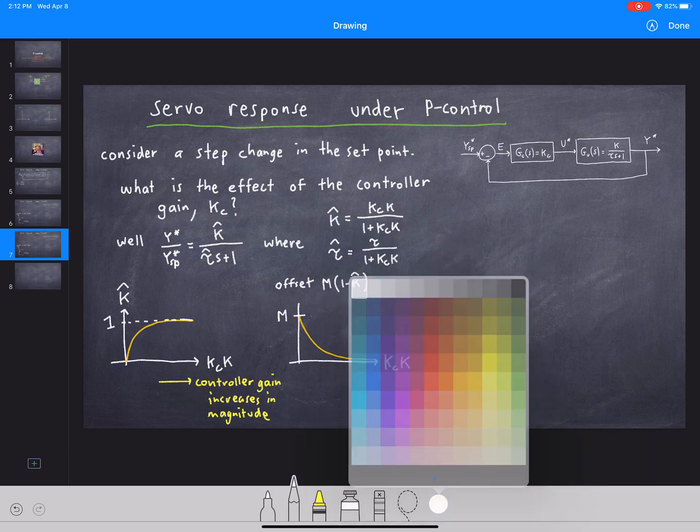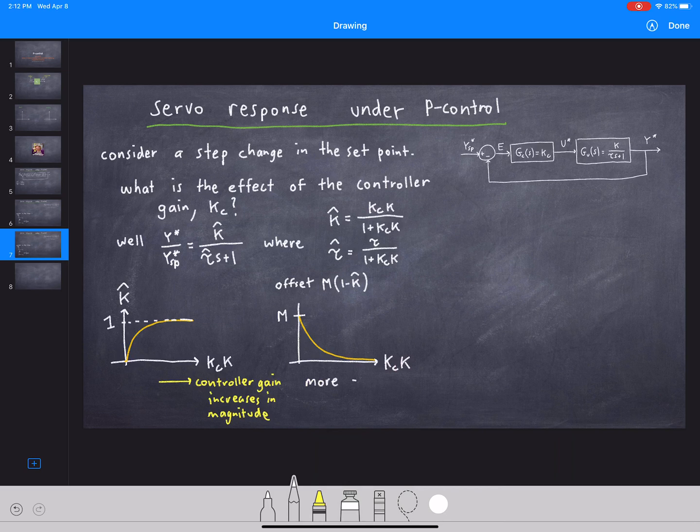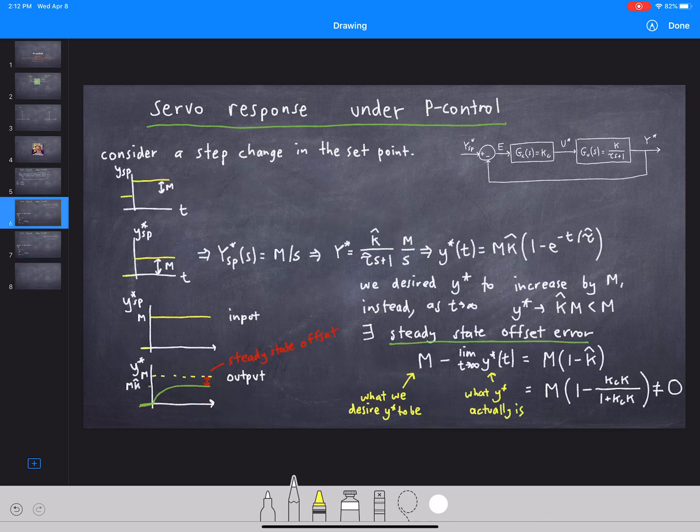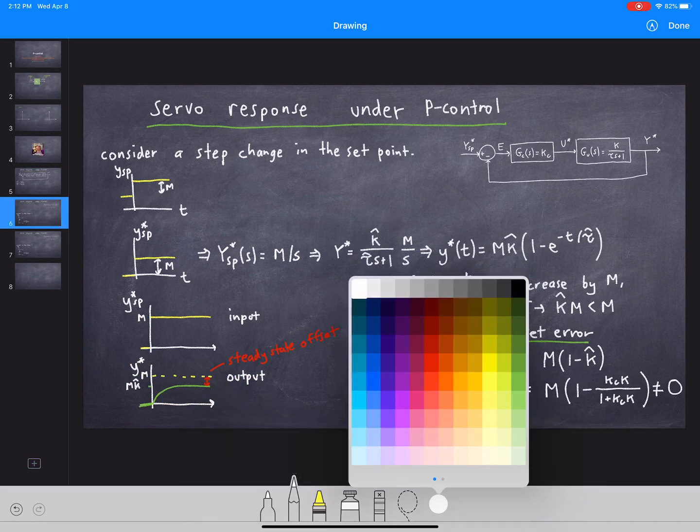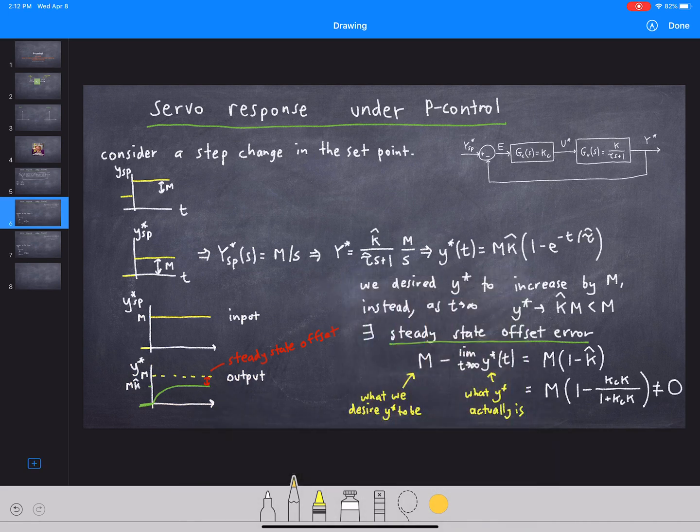So the more aggressive controller you have, the less offset. So I'll write that down: a more aggressive controller implies the offset diminishes. Let's say you plot your control variable with a more aggressive controller. It will actually look like this. So we'll go closer to the set point. It never quite gets there, but it goes closer. That's with a more aggressive controller.